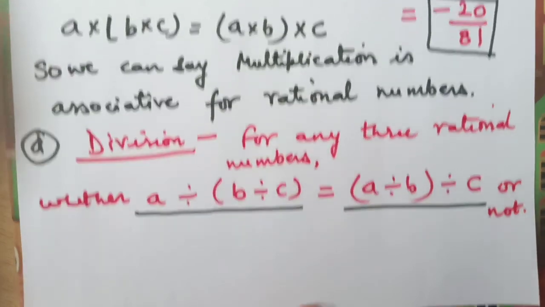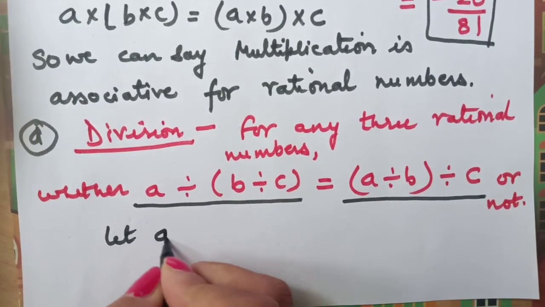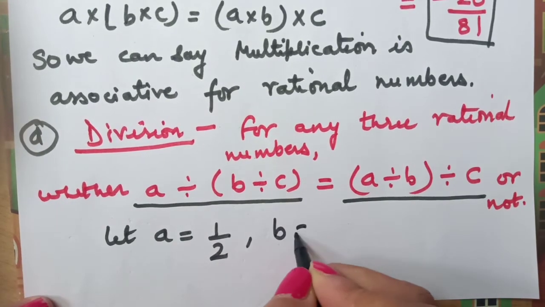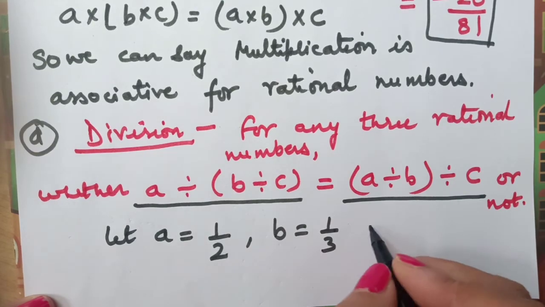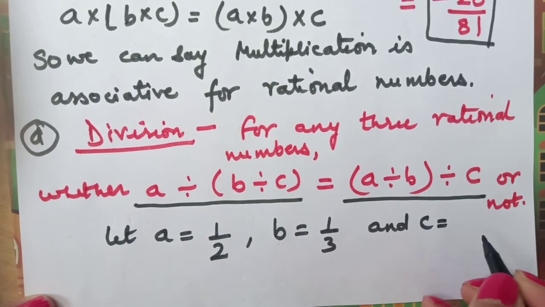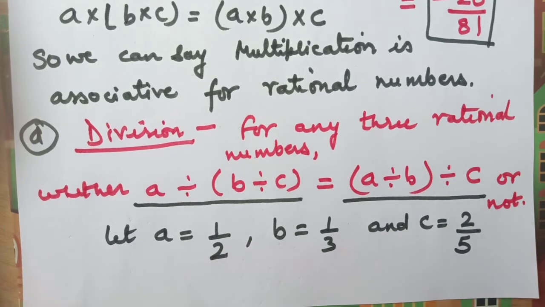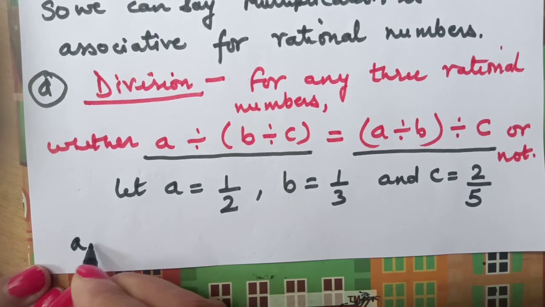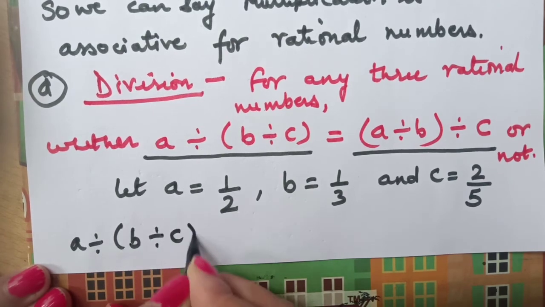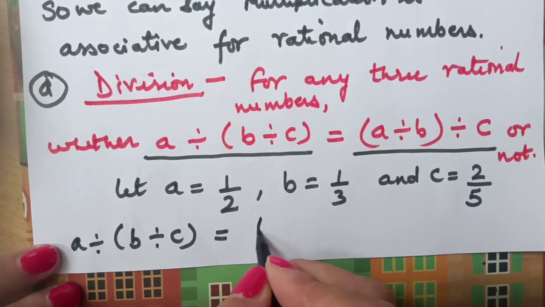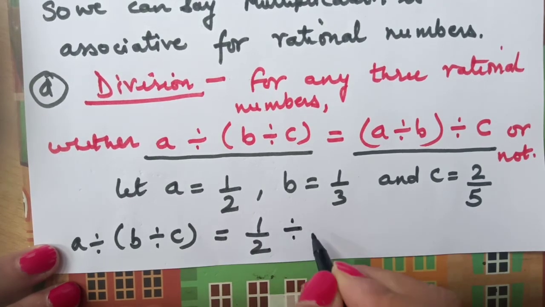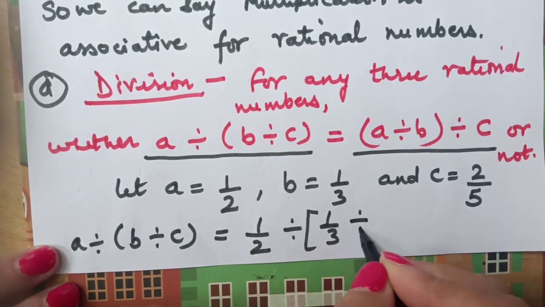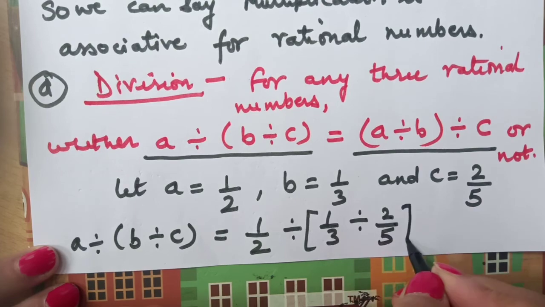So what will we take? We will take the values. Let A is equal to 1 by 2, B is equal to 1 by 3 and C is equal to 2 by 5. Start putting the values in (A ÷ B) ÷ C. A is 1 by 2, divided by B, the value we took, 1 by 3, and C, 2 by 5.